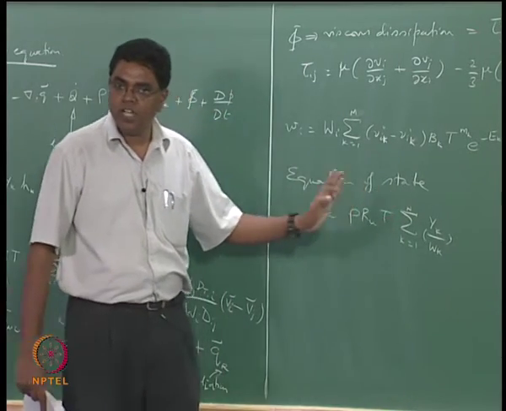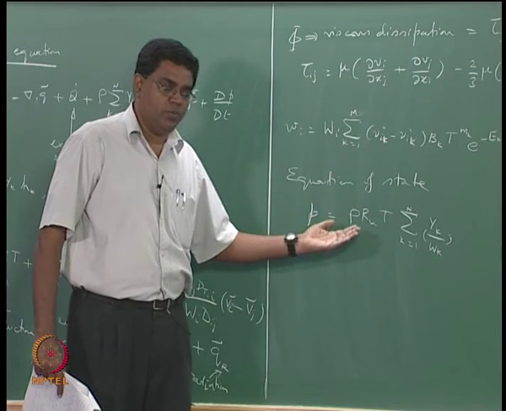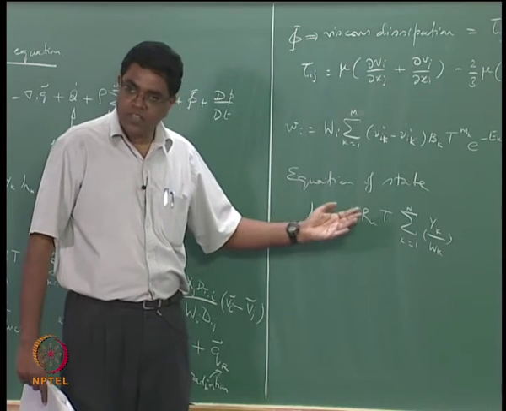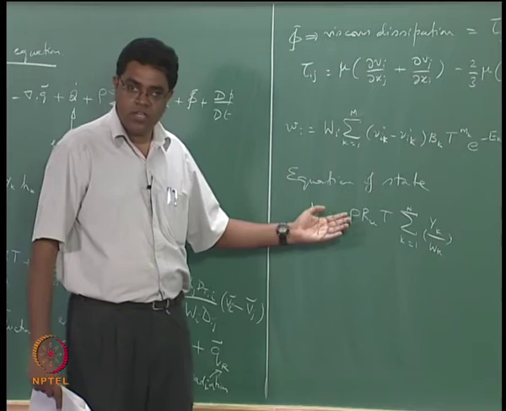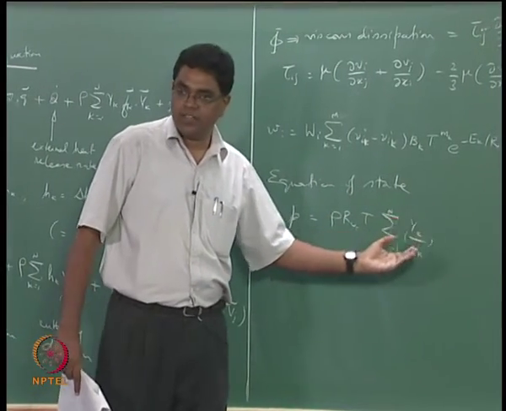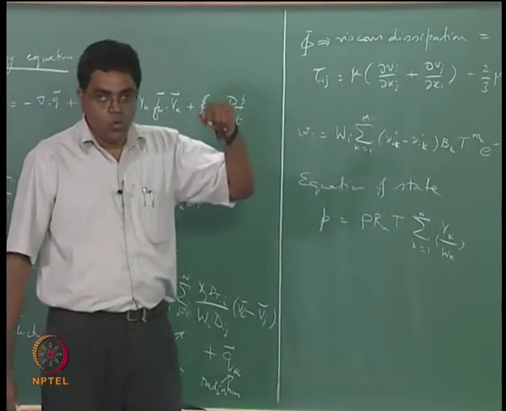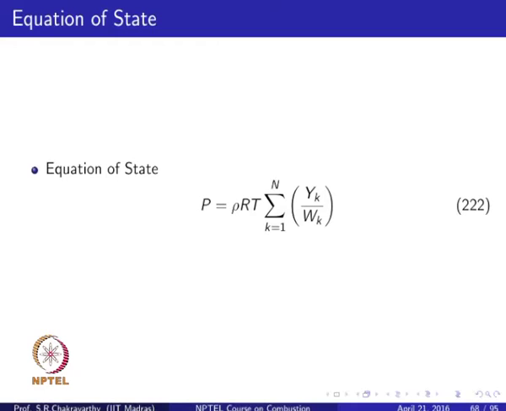Or in other words, we now say that the mixture will also have to obey the perfect gas law just as well as the individual species, and if that were the case, its molecular weight should be like this. You're saying 1 over the mixture molecular weight is equal to 1 over sigma k equals 1 to n, Yk divided by Wk. That's how we are doing this.